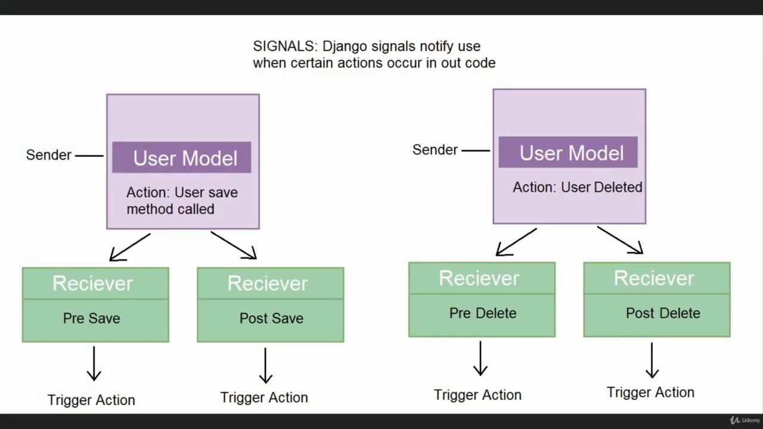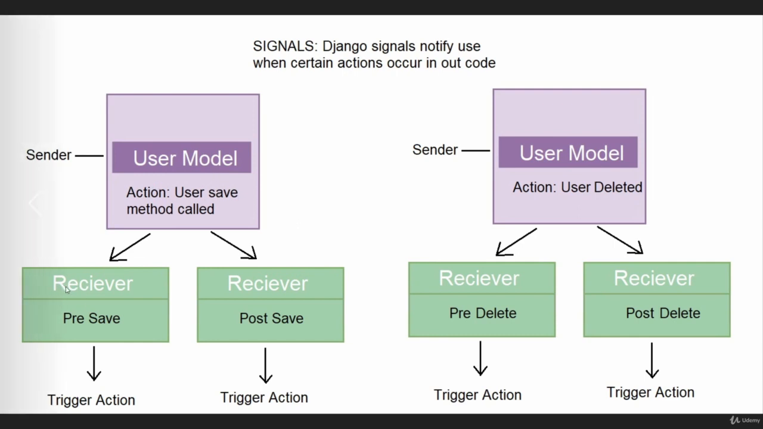So let me pull up an example here. I drew this up before the video, trying to figure out how I can visually explain what's going on. Up here we have a sender, and down here we have two receivers. The sender is the user model, and this sender triggers every time we trigger the save method on a user. If a user is created or updated, at some point that save method is triggered.